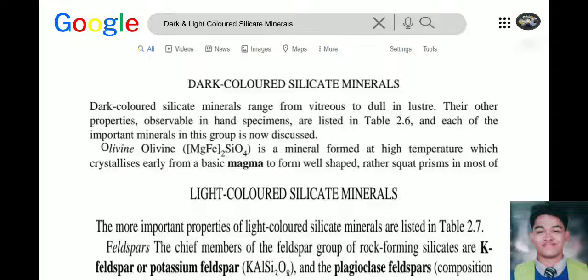While for the light-colored silicate minerals, they include feldspar. Feldspars are a group of rock-forming aluminum tectosilicate minerals containing sodium, calcium, potassium, or barium.